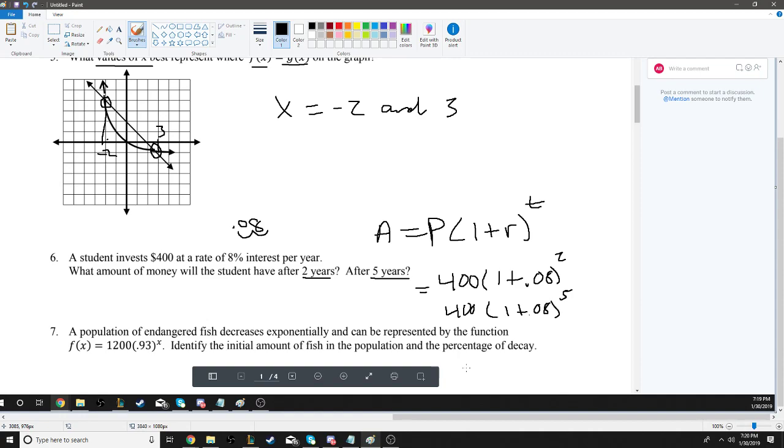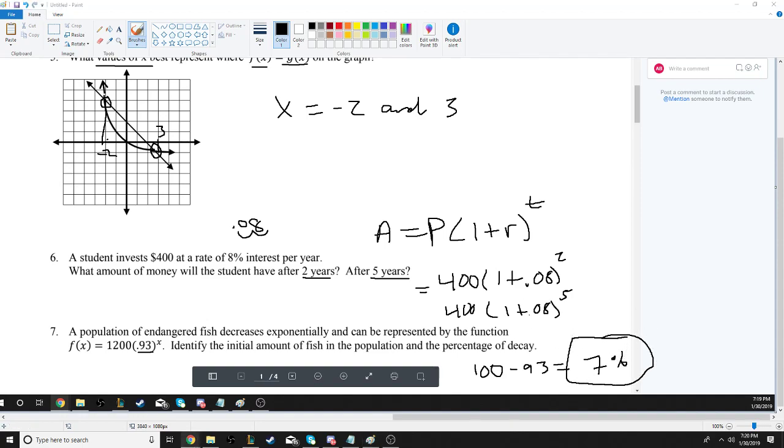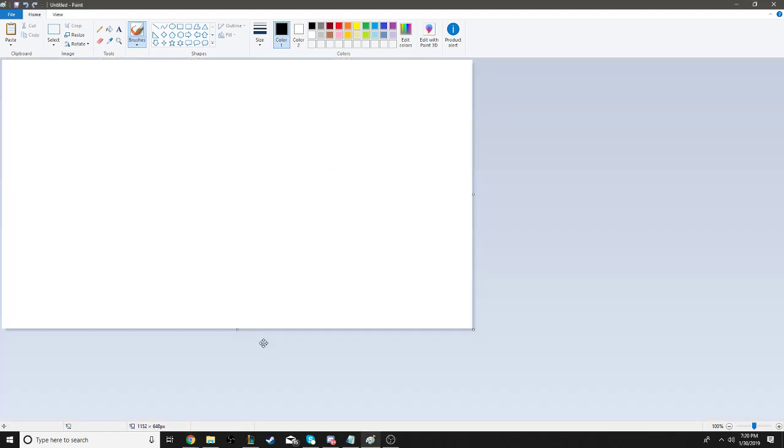Answer to number 7 is going to be 7%. This says that there are 93% left over. So if you start with 100% and 93% is left over, that means that there was a 7% decay. Next problem.